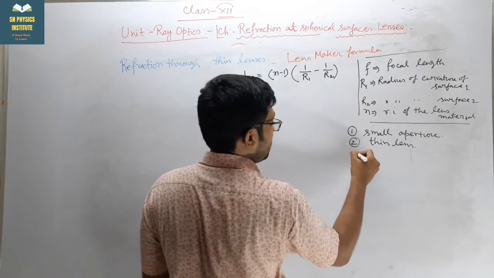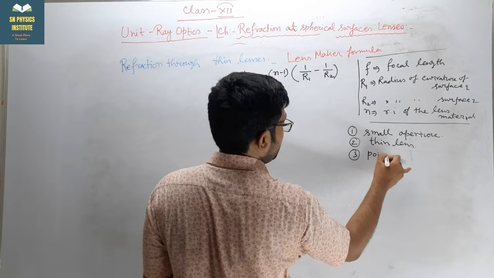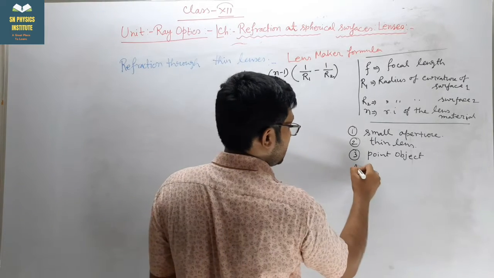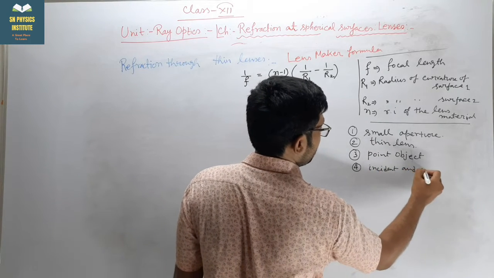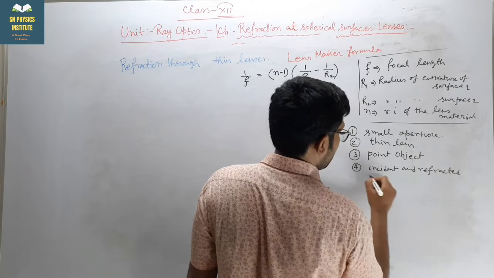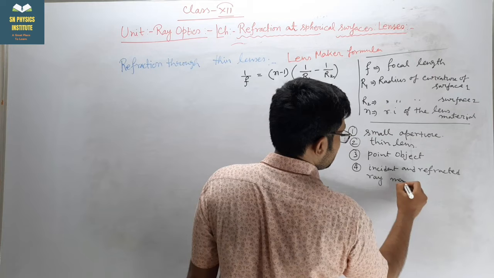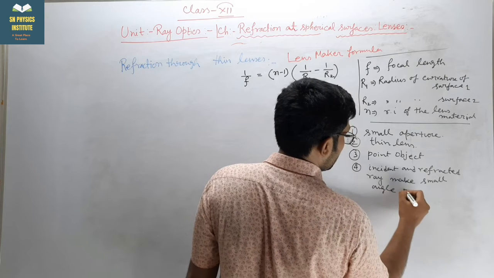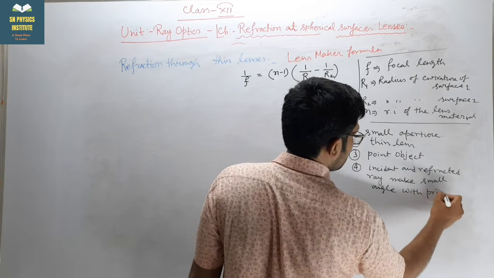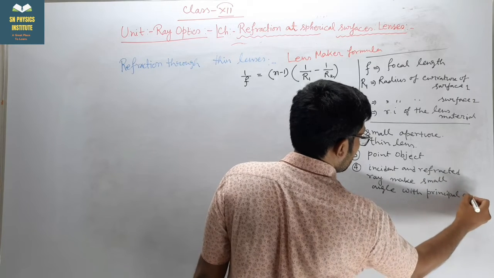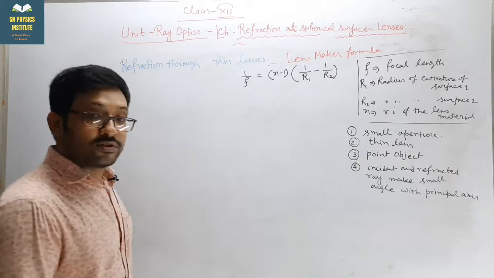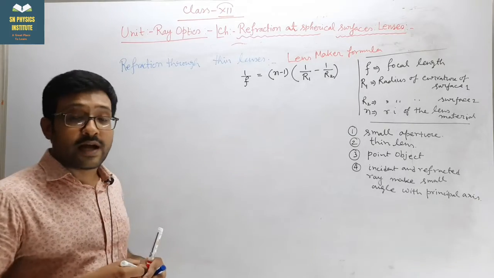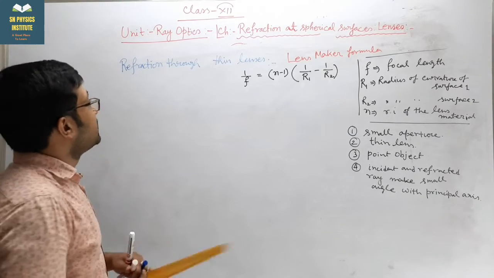Next, we are taking a point object. Next, the incident and refracted rays make a small angle with the principal axis. So these are the assumptions regarding the lens maker formula, and to prove it you have to assume these things.